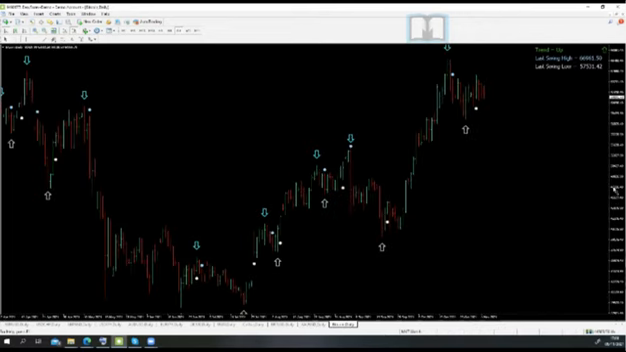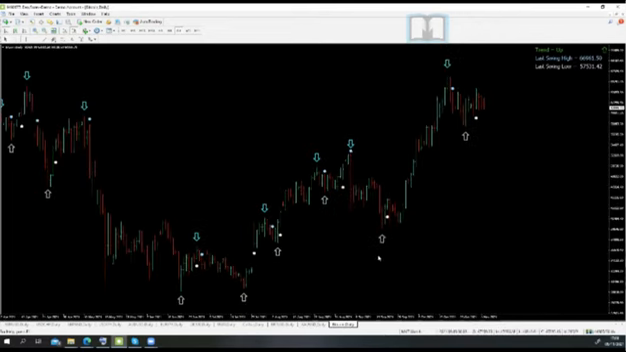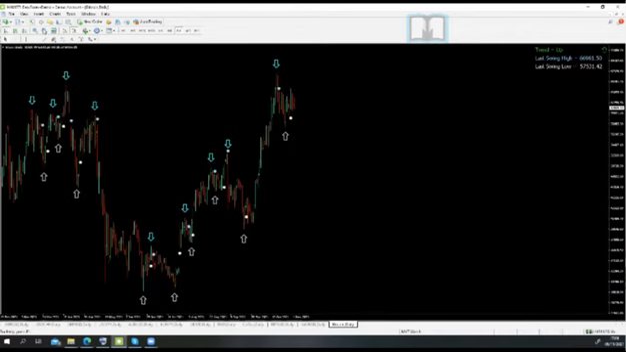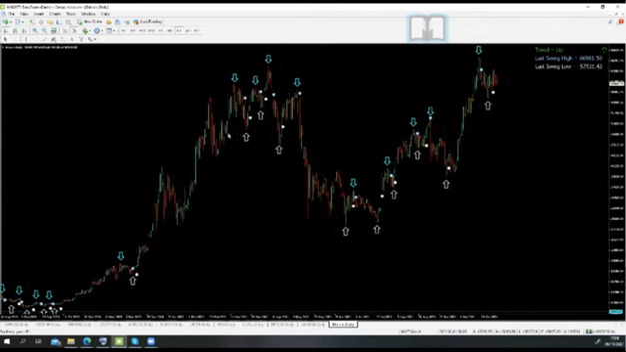Bitcoin has rallied again in the past few weeks. As you can see, it's gone almost to the previous high that it had hit in prior months. So if you can see that, there you are.